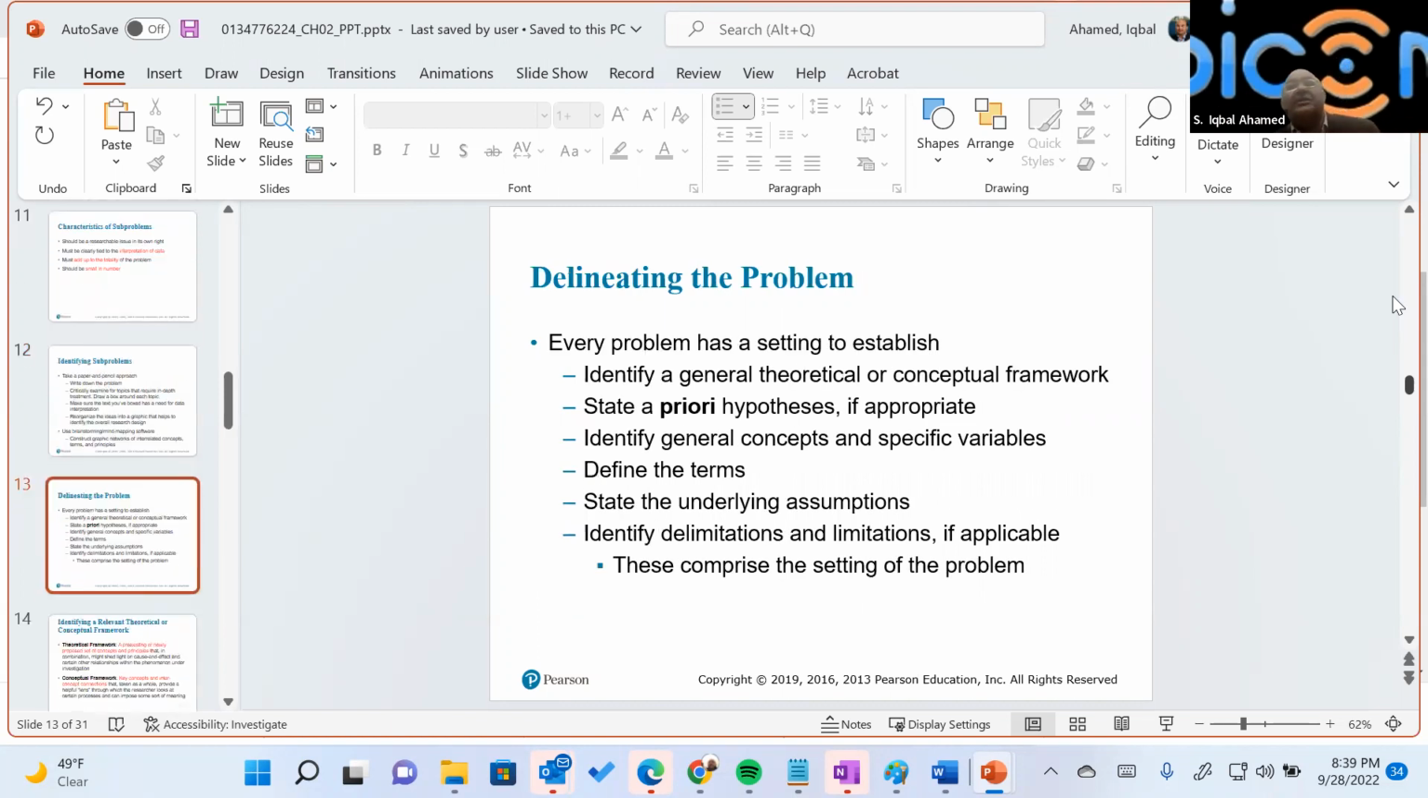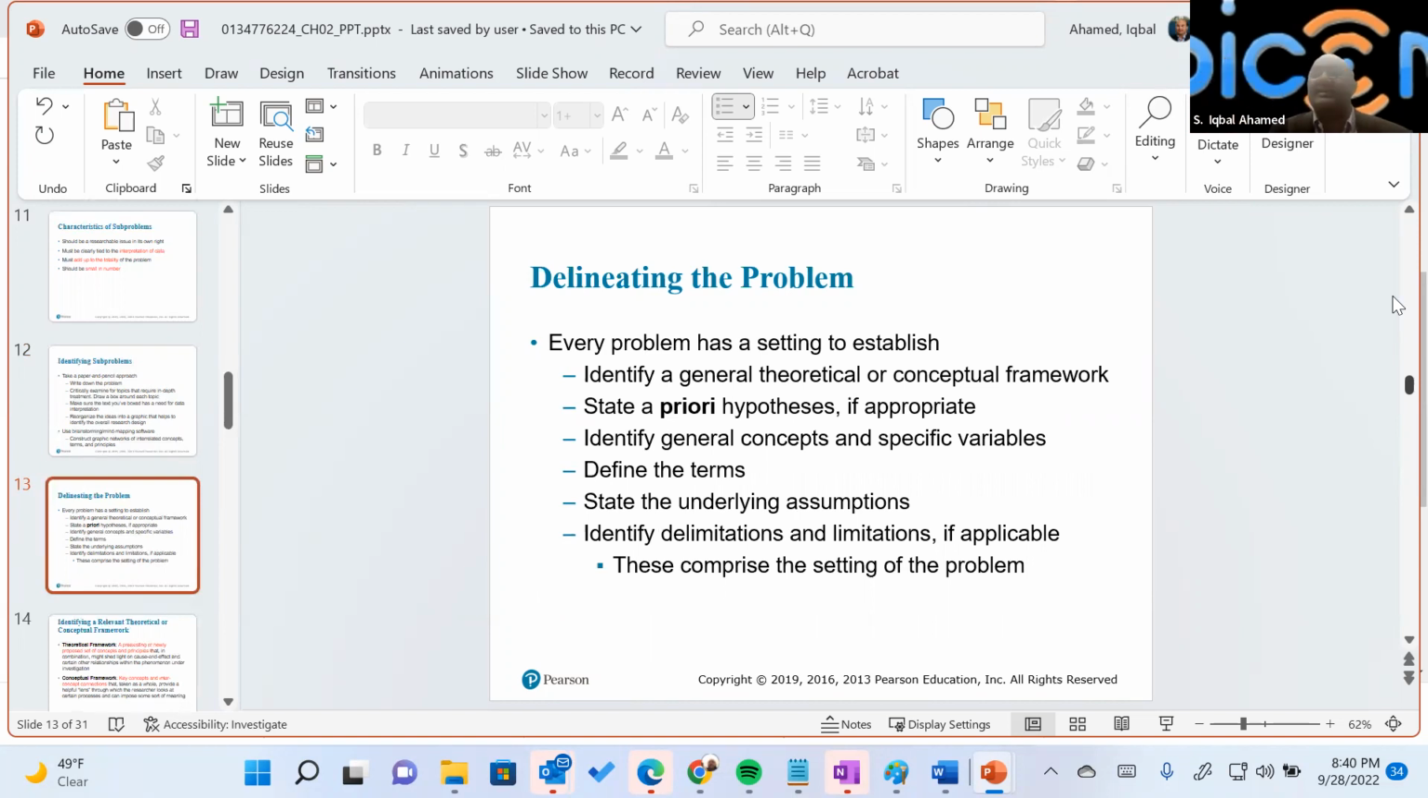Then delineate your problem. To delineate your problem, you really need to say what your assumptions are. Okay, what are the things you are not addressing? You need to be very clear.